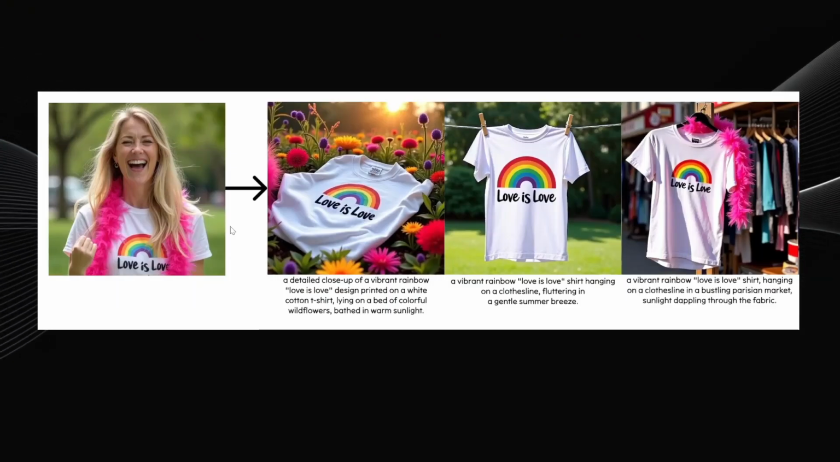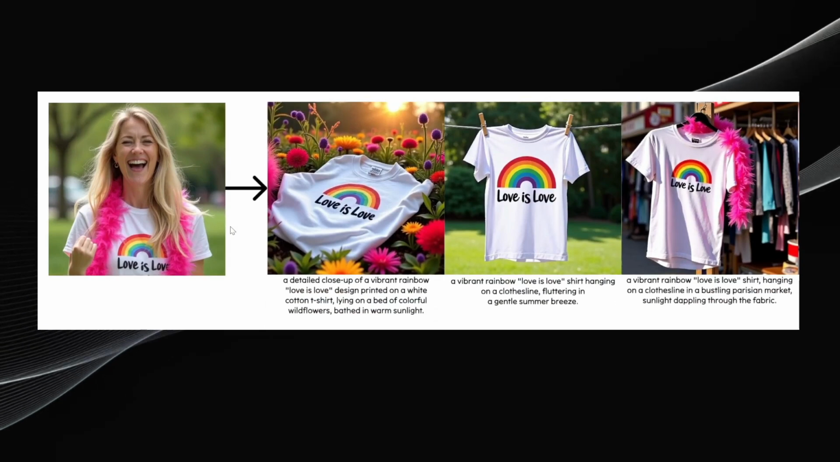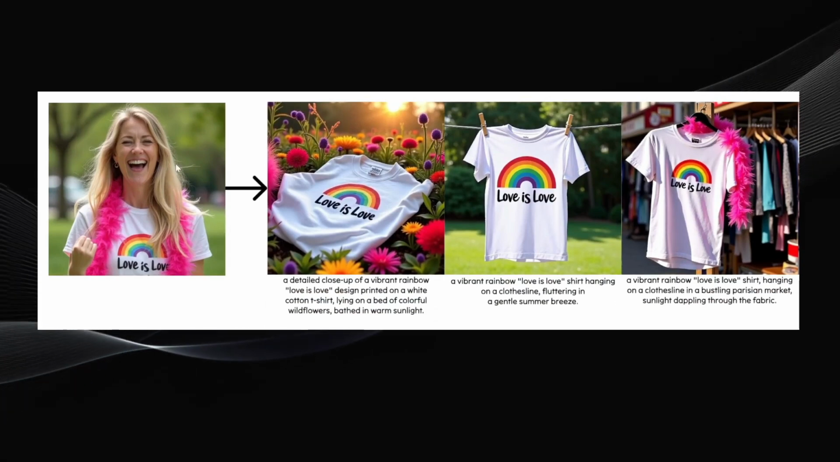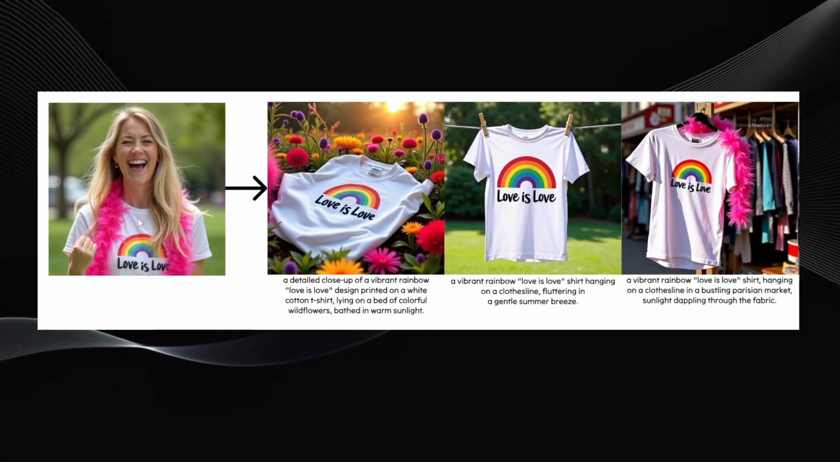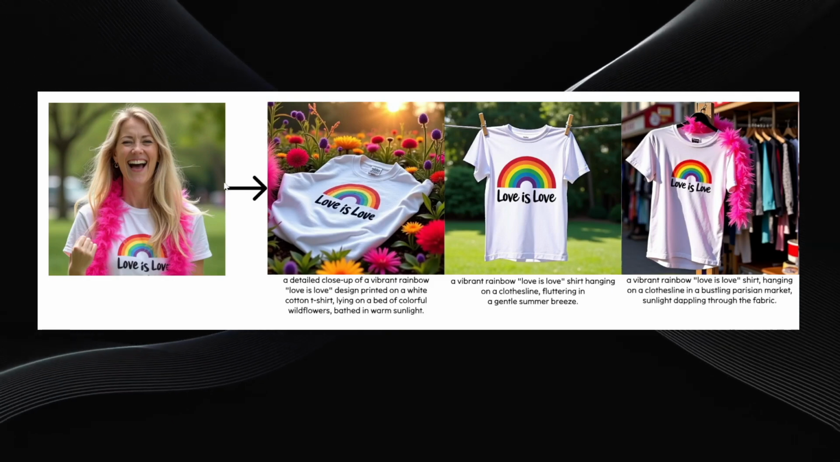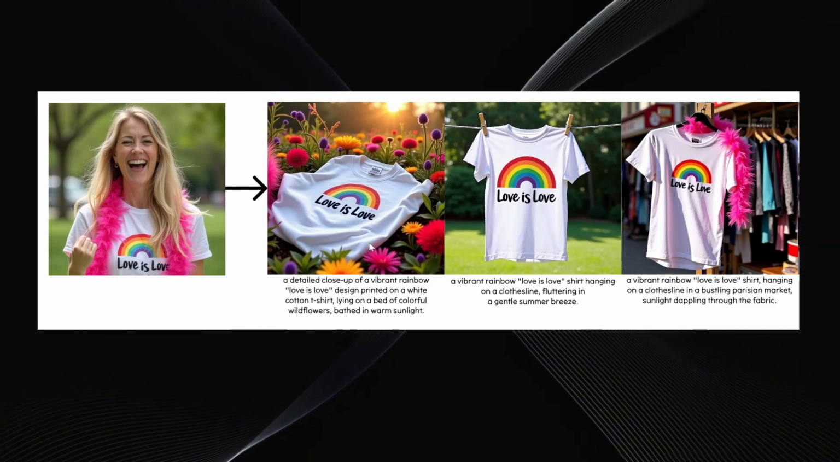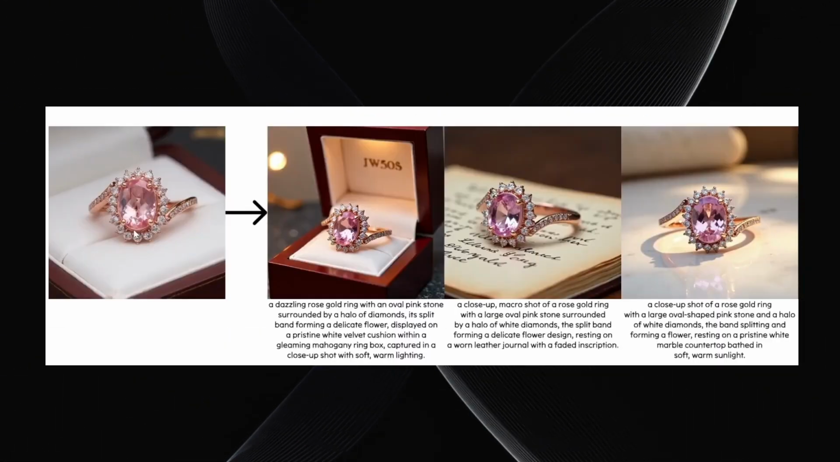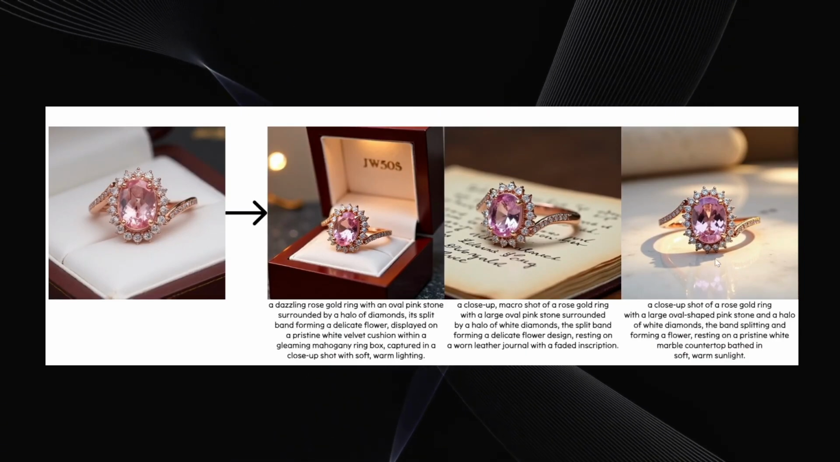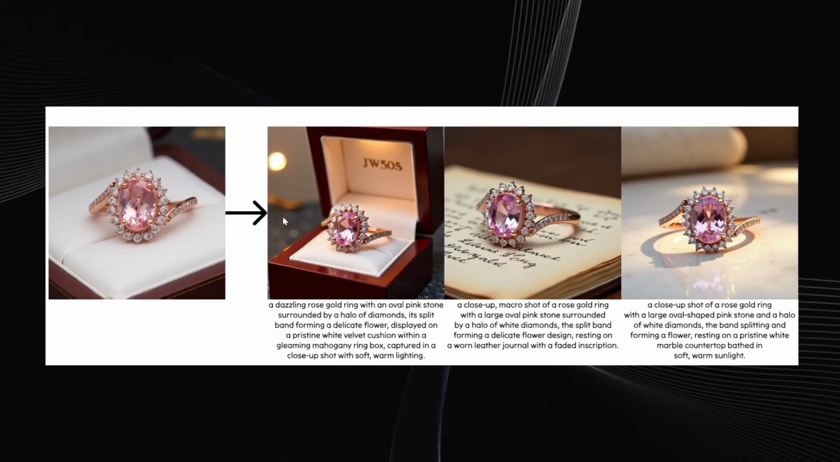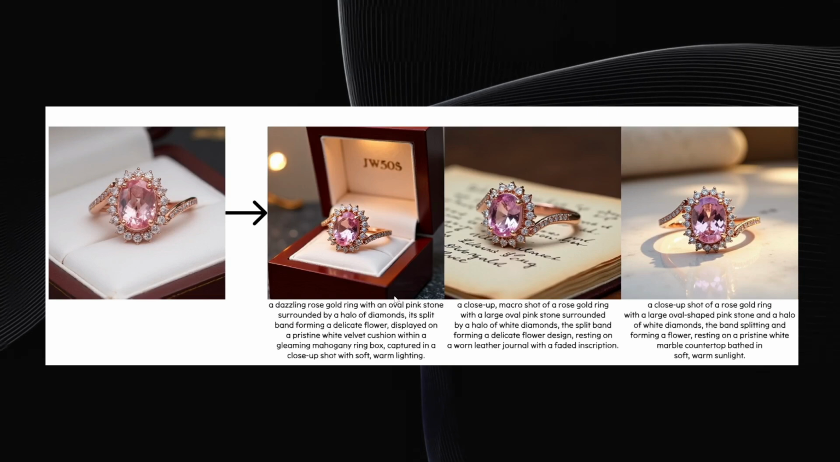Product photographers, listen up. You can ditch the expensive studio setups, just snap a picture of your product, like this t-shirt, and tell the AI where to put it. Want it hanging in a rustic boutique? Done. And it even gets the text and design details perfectly. Same goes for this ring. The AI replicates it beautifully in every new scene. No more hiring expensive photographers or spending weeks to set up the photo shoot.